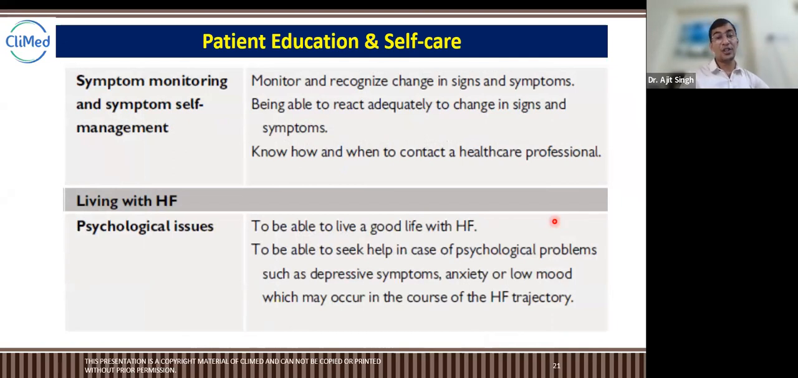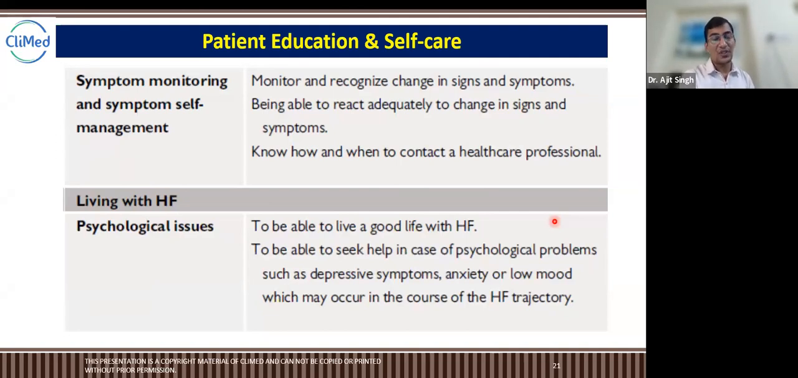And some psychological issues are there, because always patients think that I'm going to die. Okay, I'm going to die because I'm not fit. I am creating burden to the family. If they have signs and symptoms, they are not able to do their personal activities, their proper daily activities. So they get the psychological issues. The depression and anxiety is the major issue in heart failure patients.